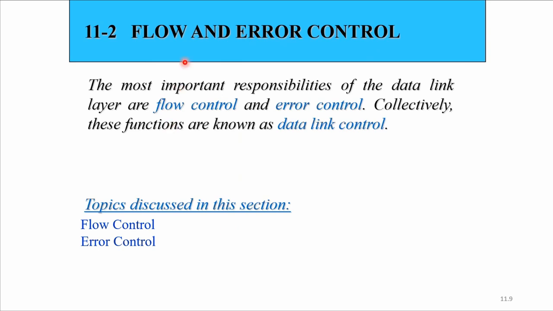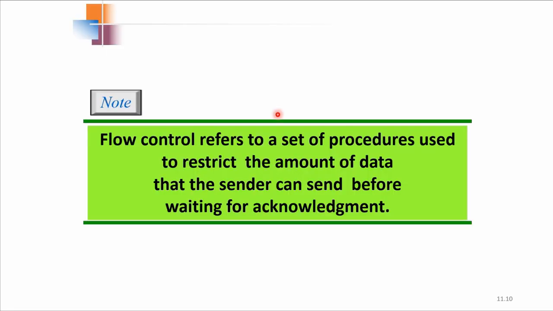So next we will see flow and error control. Starting, we will be considering flow control. The most important responsibilities of the data link layer are flow control and error control. These are the two main responsibilities of the data link layer. Collectively, these functions are known as data link control. By combining flow control and error control, we get data link control. One by one, we will look at what flow control is and what error control is.